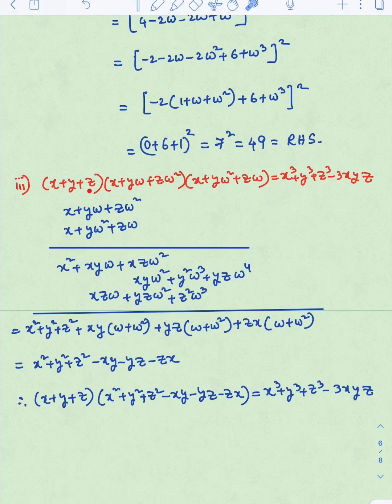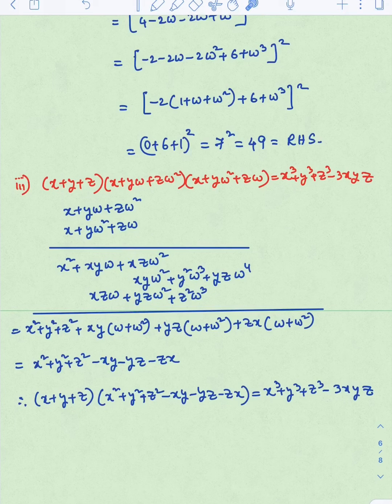Now third bit. The product of these three terms is this much, which is to be proved. We put it the same. We are taking only the second and third and multiply. Come on. The second one is taken here. The third one is taken here. Multiplying in column method. That is x into x square, x into y omega, xy omega, x into z omega square, xz omega square. First line 3 terms over. In the second line, y omega square into x, xy omega square.